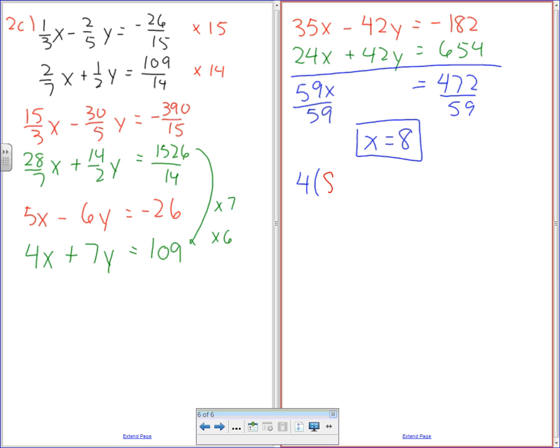That's 8? Not exact. Is that? Not exact. It's not? Yeah, it is. Look at 472 divided by 59. Oh, yeah, look, it should be. It is. Yeah.